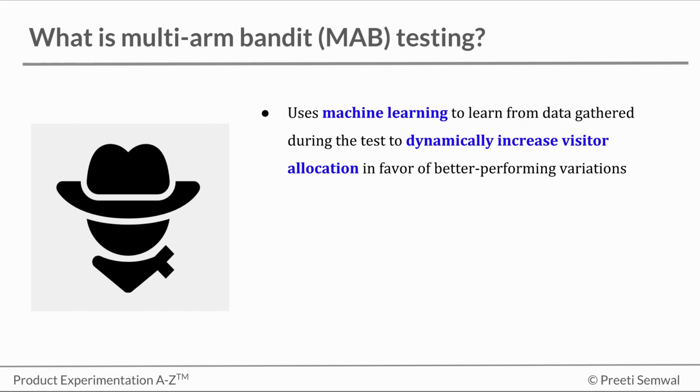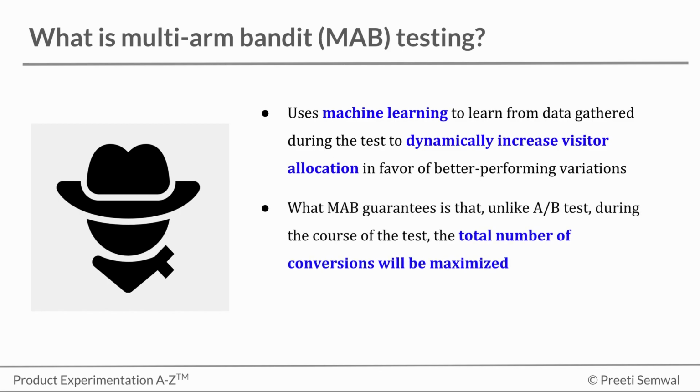Core to MAB is the concept of dynamic traffic allocation. It's a statistically robust method to continuously identify the degree with which a version is outperforming others and route the majority of traffic dynamically and in real time to the winning variant.